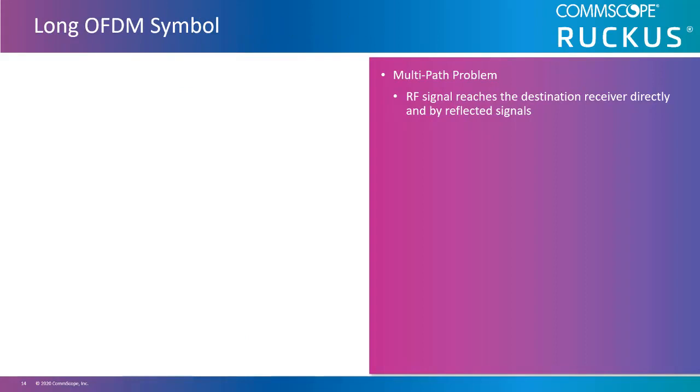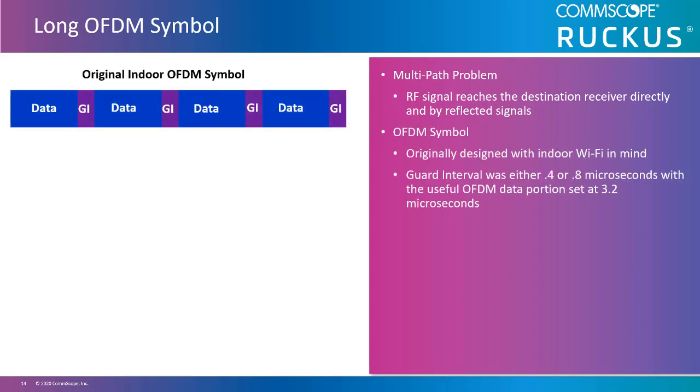When wireless devices transmit a signal, the RF signal reaches the destination receiver directly or by reflections off the walls, ceilings, or other obstacles. This is referred to as multipath. The OFDM symbol was originally designed with indoor Wi-Fi in mind. Multipath reflected RF signals are expected to reach the receiver very quickly. The OFDM symbol was composed of guard intervals followed by a data portion, then another guard interval, and then another data portion, and so forth.